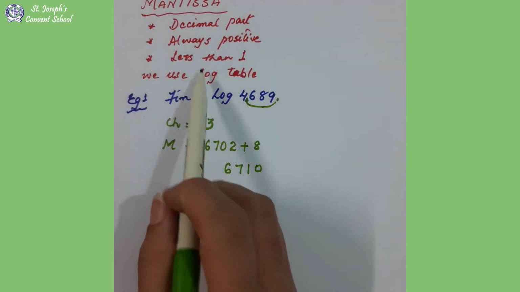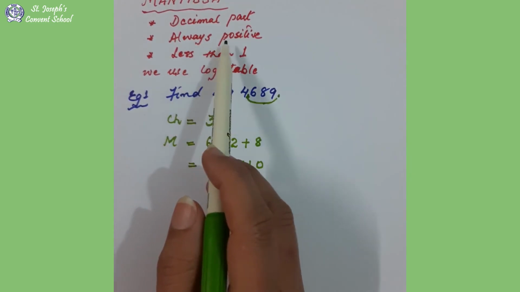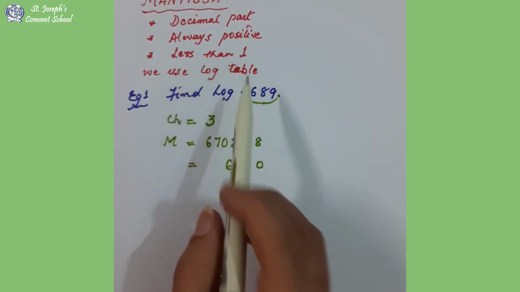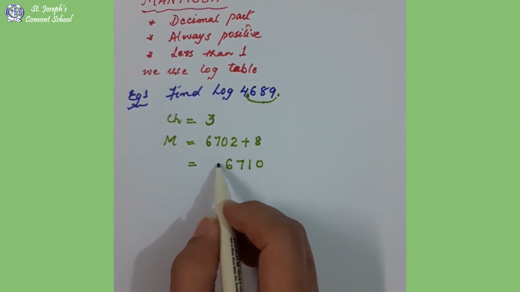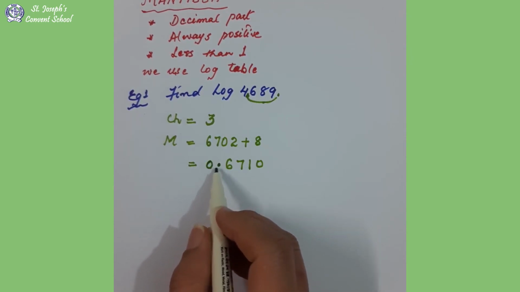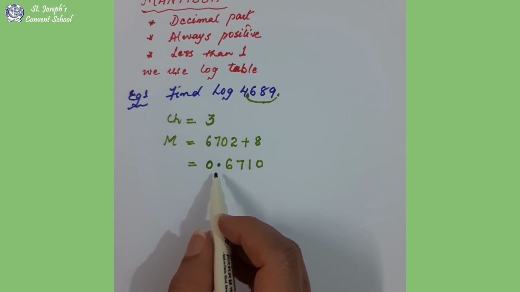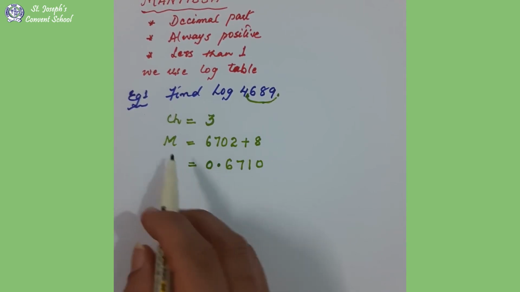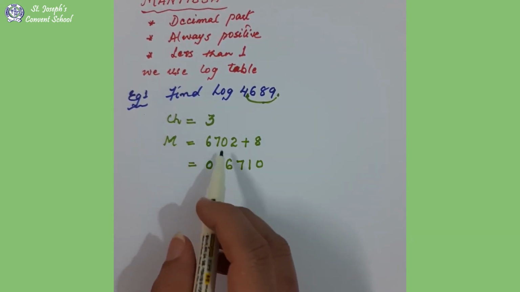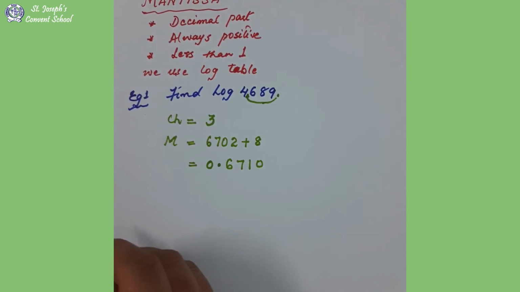After adding, we put the decimal. Why? It is the mantissa, the decimal part, and it is always positive and less than 1. Less than 1 means we put the decimal here in the beginning. So it is 0.6710. Now this is the decimal part, and you can see this number is less than 1. So for the mantissa, add the numbers, then put the decimal. So this is the mantissa.